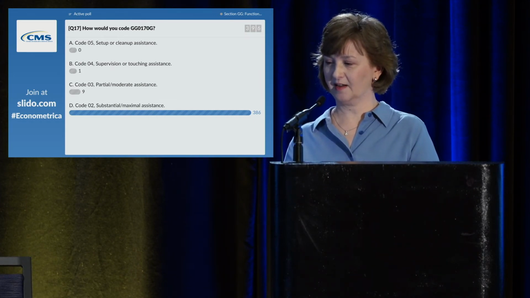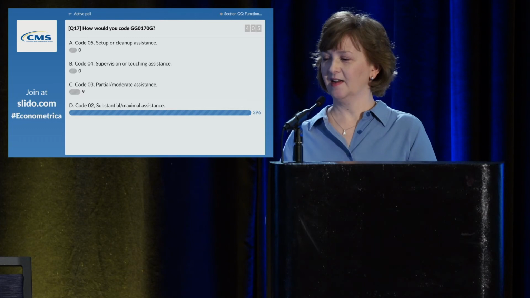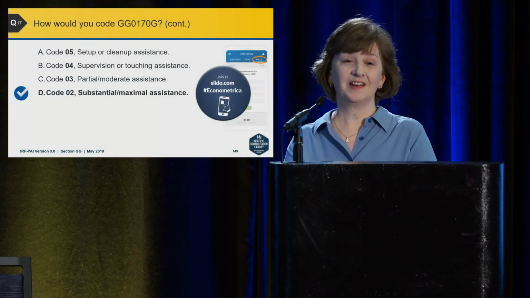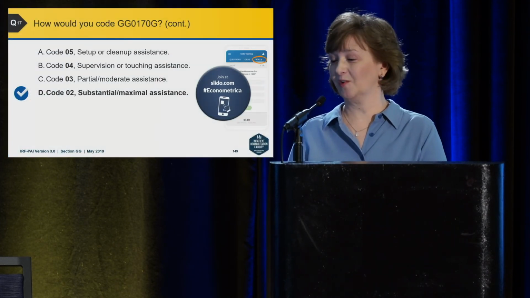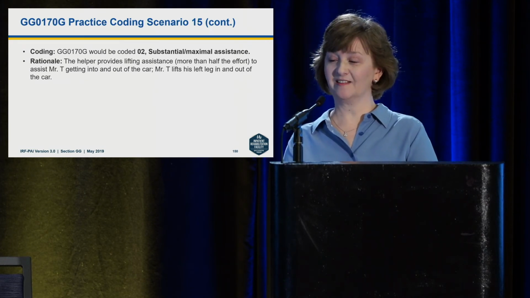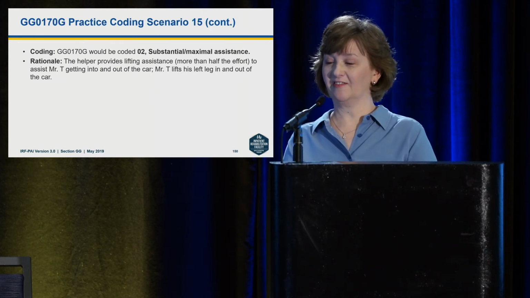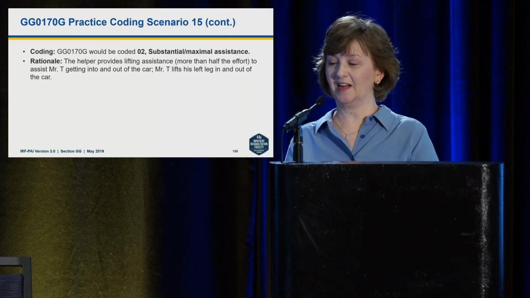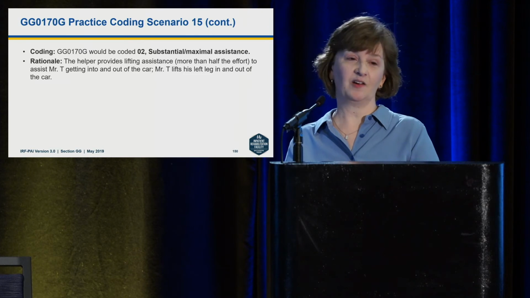Okay, it looks like most people have gotten in their codes at this point. So we'll go ahead and see what the correct answer is. And it is indeed 2, which is what most of you coded. The rationale here is that the helper provides lifting assistance, more than half of the effort, to assist Mr. T getting into and out of the car. Mr. T lifts his left leg in and out of the car.